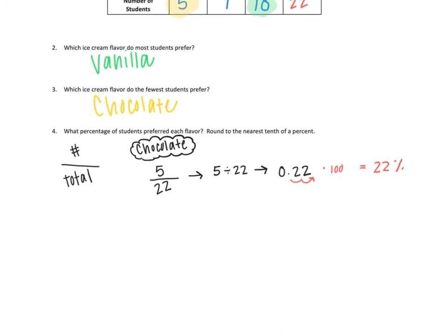All right, so strawberry. For strawberry we had 7 out of 22 who chose this. So we're now going to turn it to a decimal. 7 divided by 22, we get 0.318. I'm going to round this to 0.32.